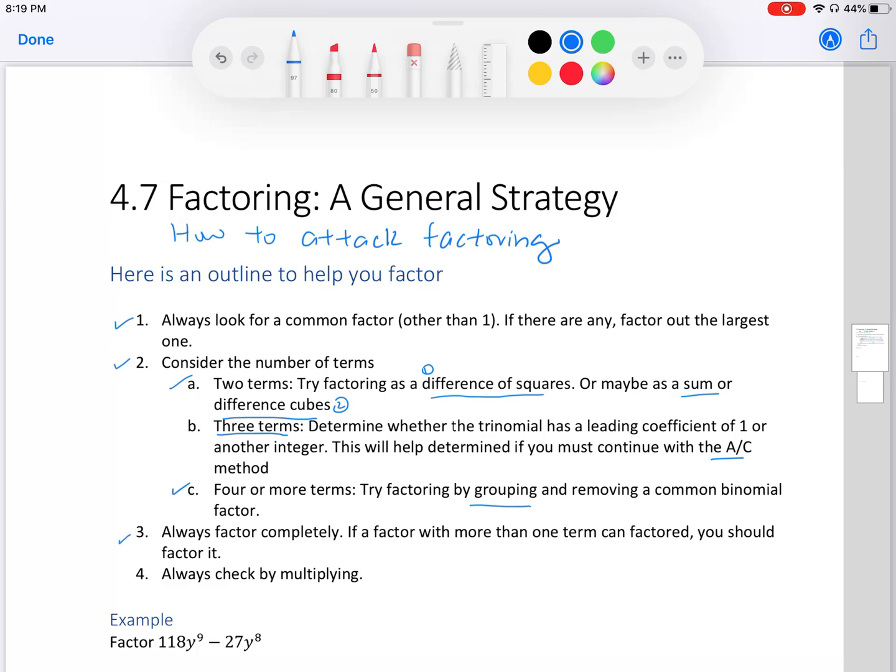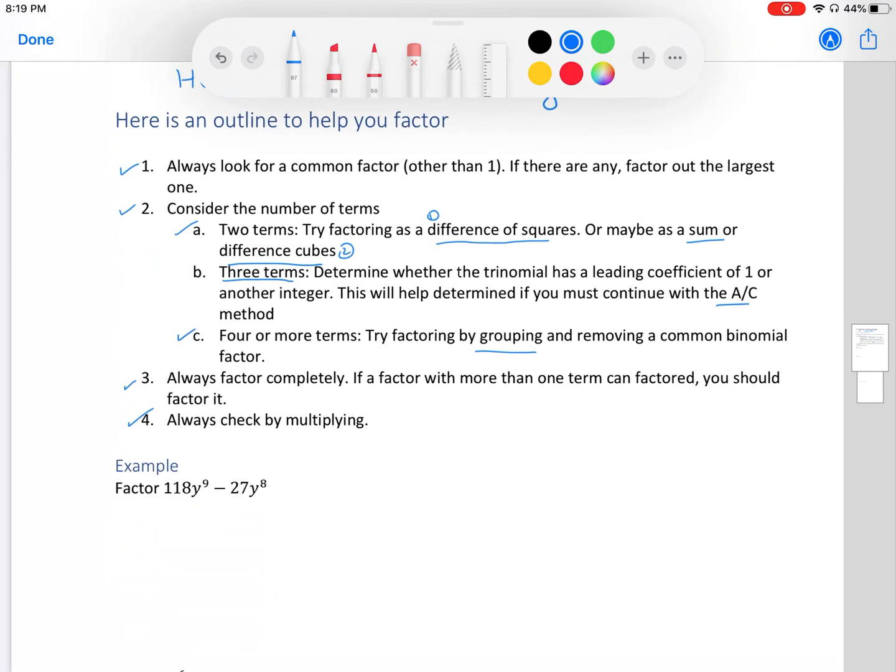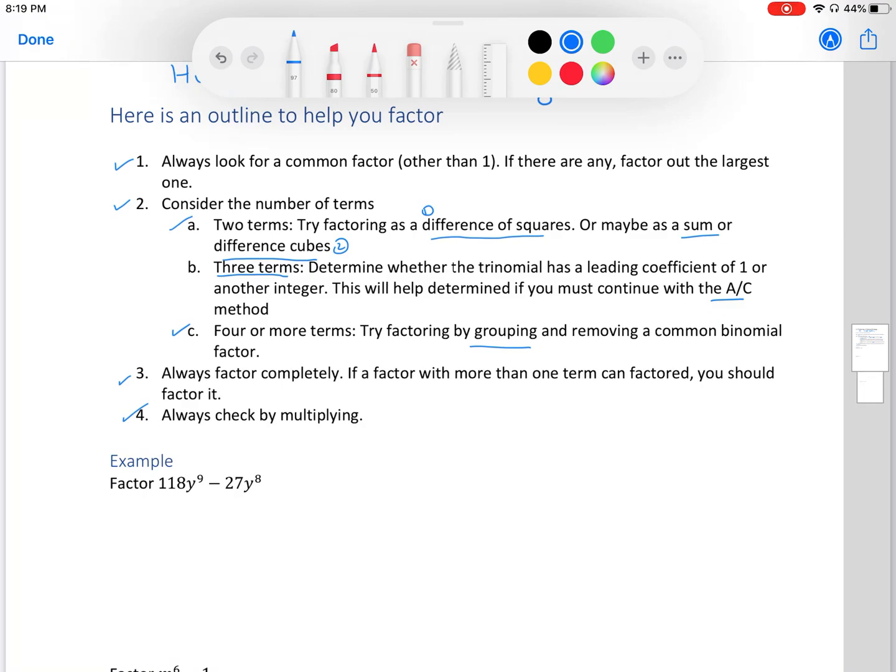And third, always factor completely. Sometimes it might take more than one factoring technique to fully factor. And you can always check your work by multiplying everything out. It should give you exactly what you started off with. So let's take a look at this first example.